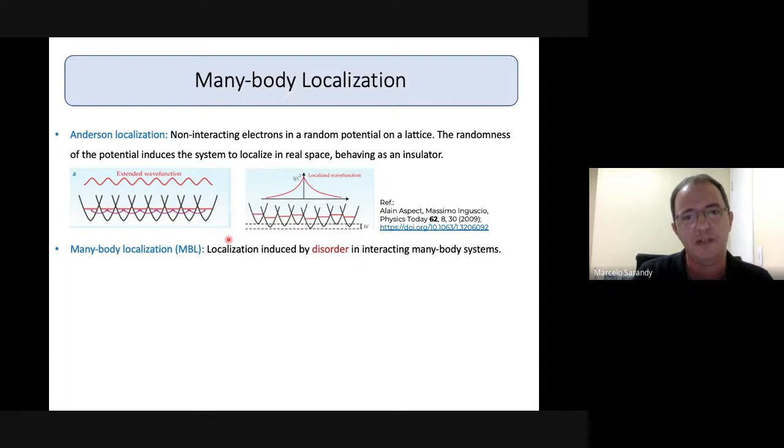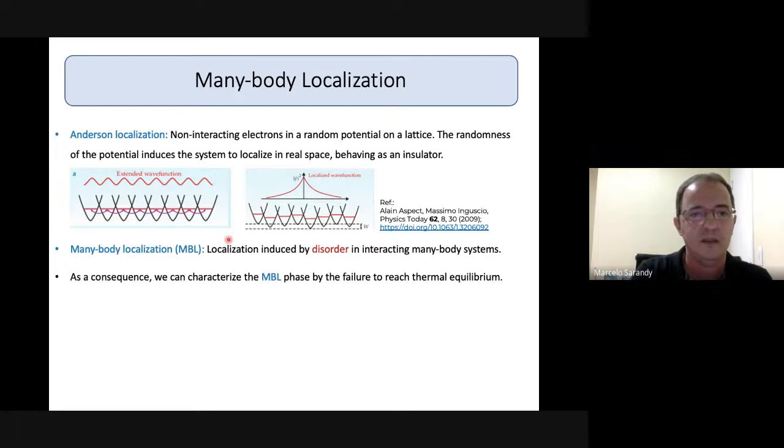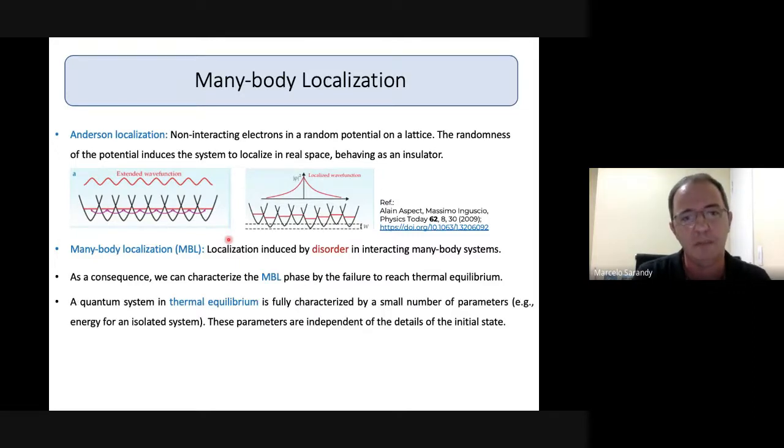In many-body localization, we have an interacting quantum system in the presence of disorder. If the disorder is strong enough, the system may get localized in a general Hilbert space, not necessarily real space, okay? As a consequence, since the system is localized, we can characterize the MBL phase by the failure of the quantum system to reach thermal equilibrium. Bear in mind that a quantum system in thermal equilibrium is fully characterized by a small number of parameters for an isolated system, for instance, by energy, right? These parameters are independent of the details of the initial state.